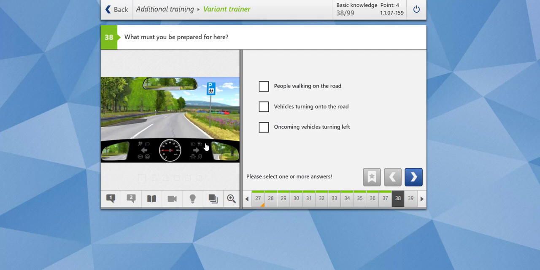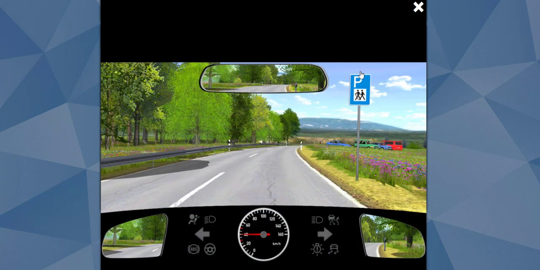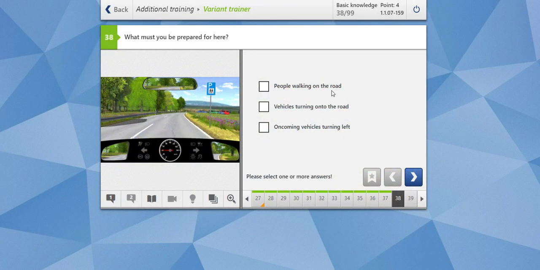What must you be prepared for here? So what do you see? There is a parking sign and there is a parking. And then there is the wandering area. Like here you can hike around or wander, or maybe a forest area. People walking on the road, yes, this could happen. Vehicles turning onto the road, this could also happen. Oncoming vehicles turning left, this could also happen. For example, if the vehicles are coming from this side and they want to park here, they would turn left.